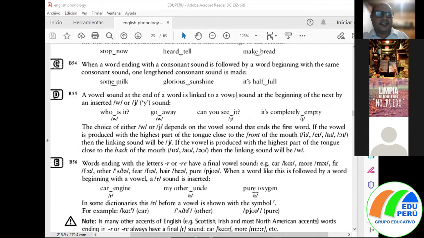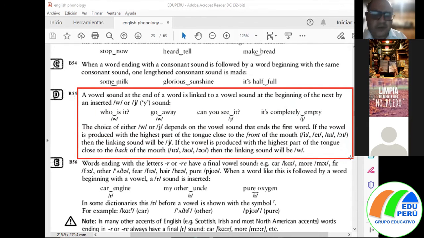Notice here the other case: vowel sounds. Now we're going to join vowel sounds. The first one, consonant plus vowel. The second one, consonant plus consonant. The third one, consonant plus consonant, they are the same, just one consonant. The fourth case, notice the fourth case: we are going to join vowel sounds.